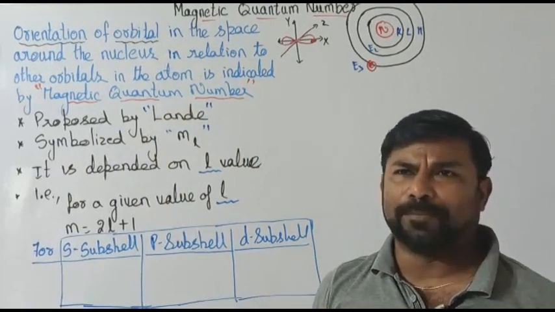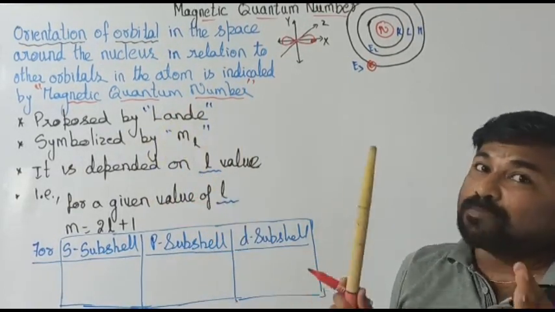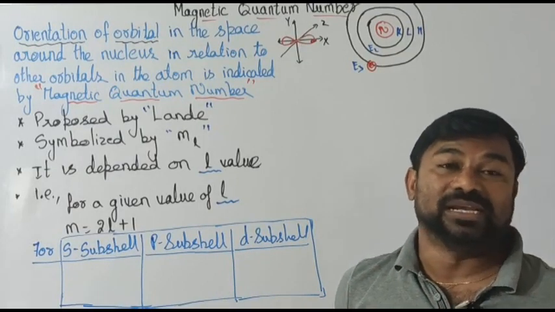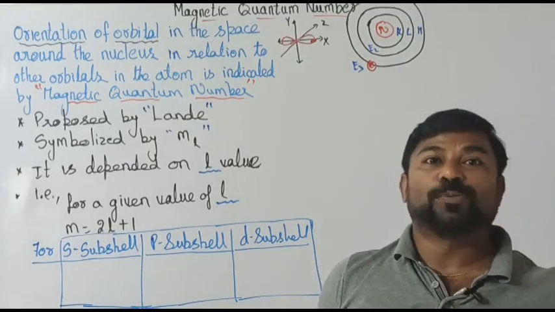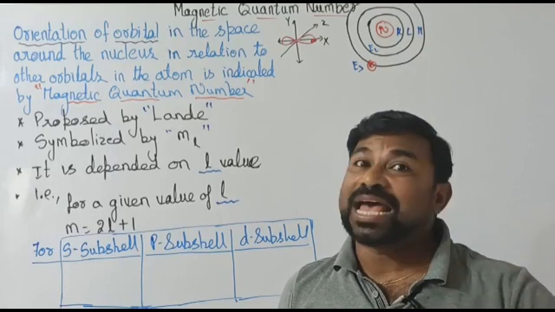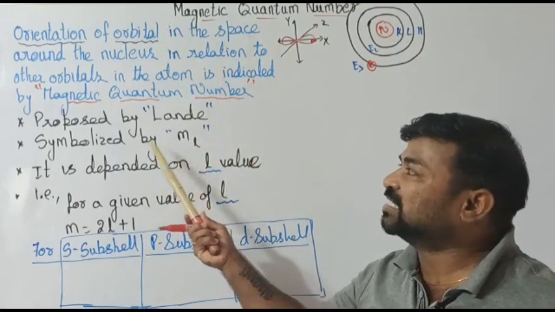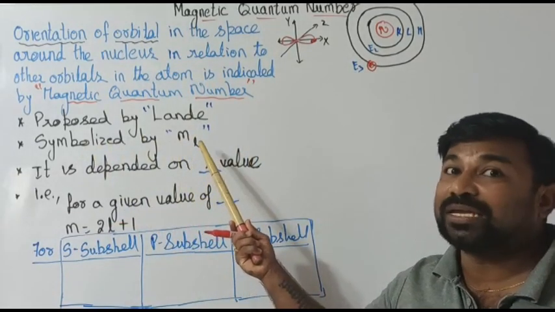Who proposed the magnetic quantum number? It was proposed by Landé. Every quantum number has its own symbol. Principal quantum number has n as its symbol, azimuthal quantum number has l as its symbol, and magnetic quantum number is symbolized by m_l, with l as a subscript.